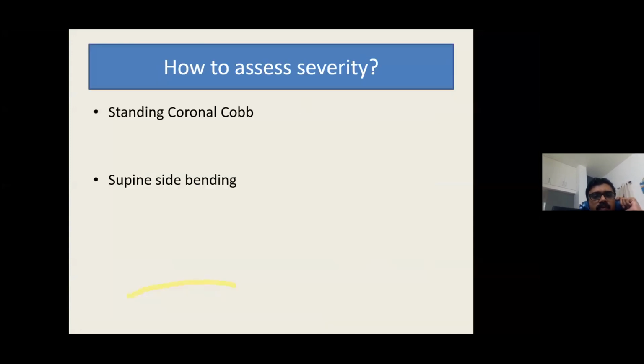Now, the question first, when you see a severe curve, is how to assess its severity. Standard, we take the standing coronal curve, and the next one that we usually use for assessing the flexibility is the supine side bending. But in a severe curve, there can be a problem, because when you ask the patient to do a supine side bending, the rib hump or the rib prominence will easily come and touch against the pelvis. So there is iliocostal impingement, and as a result, the flexibility of the curve may not be properly assessed.